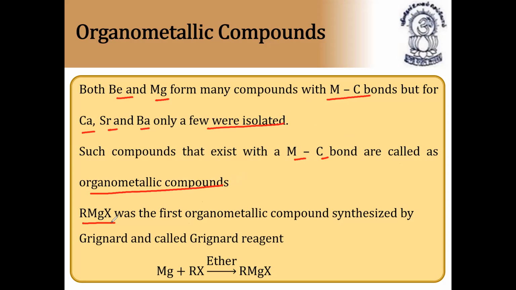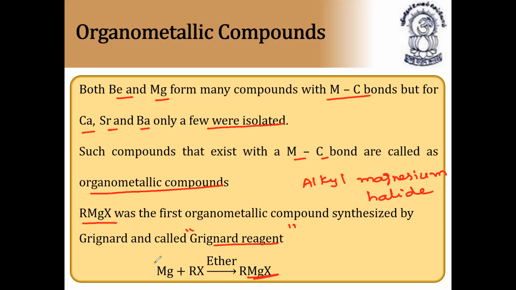Example: Grignard's reagent, that is alkyl magnesium halide, was the first organometallic compound synthesized by Grignard and is called Grignard's reagent. What is this R? R is called the alkyl group. Alkyl group means CH3, C2H5 and so on. Alkyl magnesium halide is called Grignard's reagent. It is a very important reagent, used in the synthesis of many organic compounds.